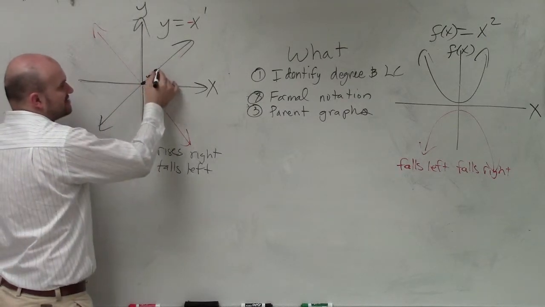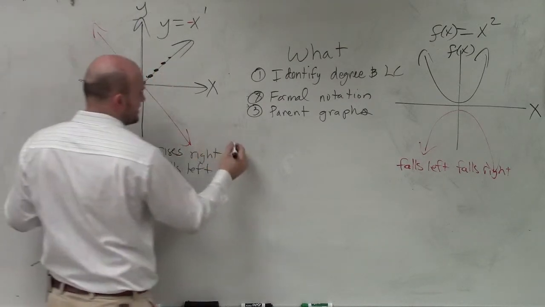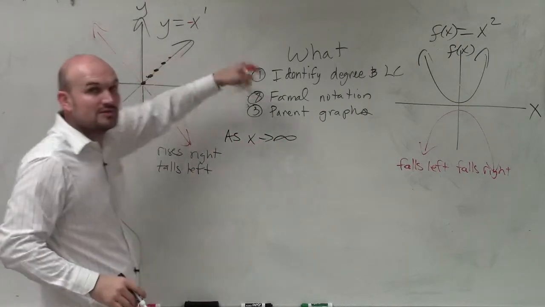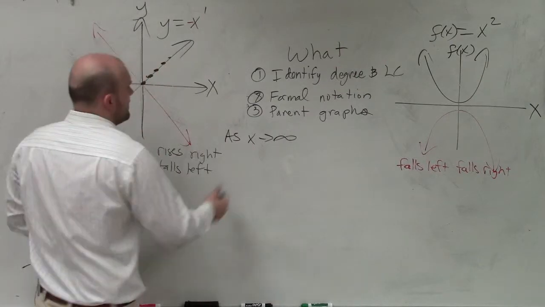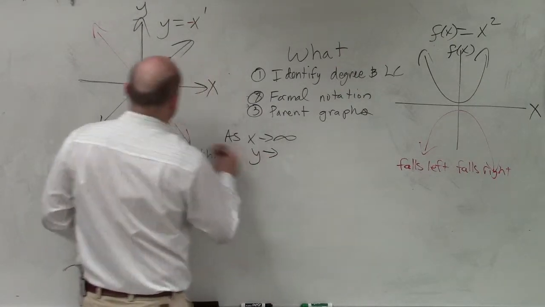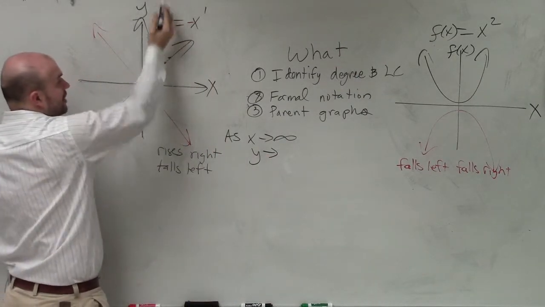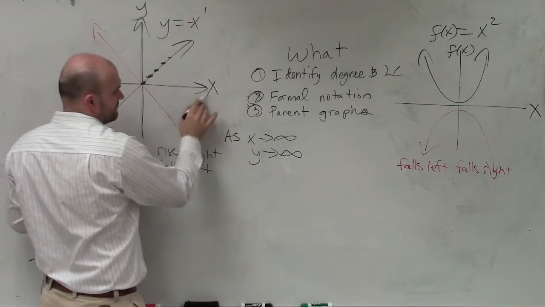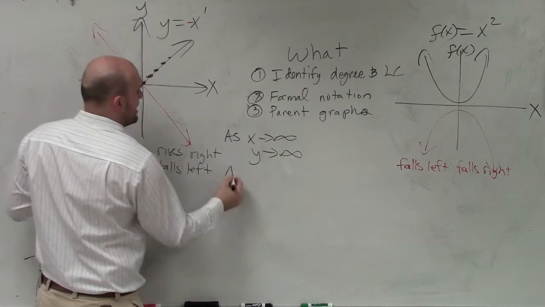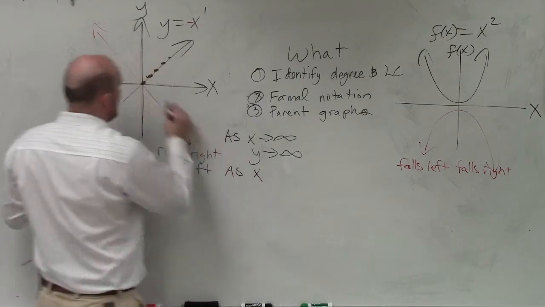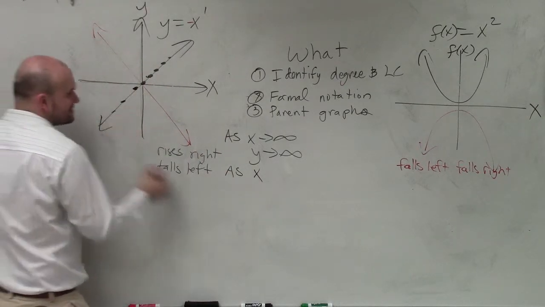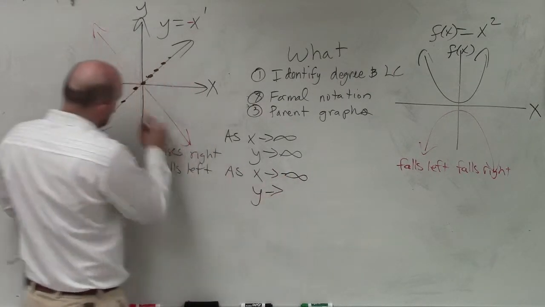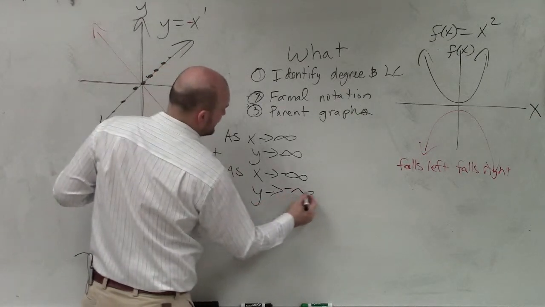As the x values of points on this graph go to the right, I can say as x approaches infinity, because as I keep going to the right I'm eventually going to get to infinity, then the y values of these points also are going to go up, towards infinity. So as x approaches infinity, y approaches infinity. And as my x values go to the left, they approach negative infinity, and my y values also approach negative infinity.